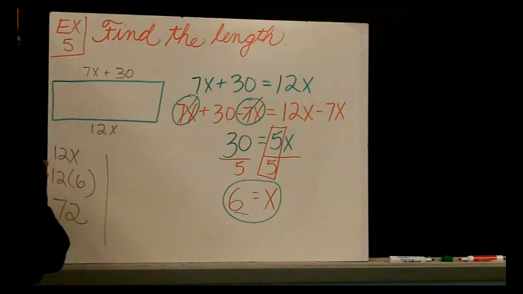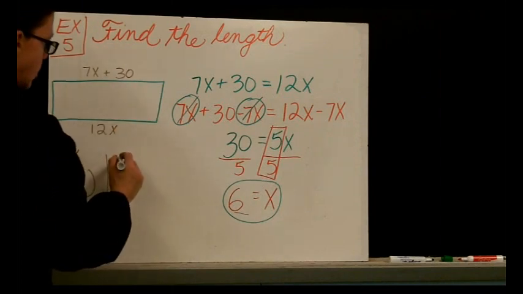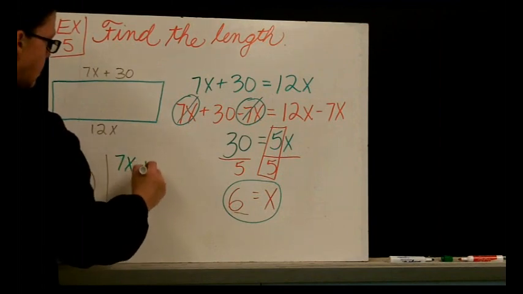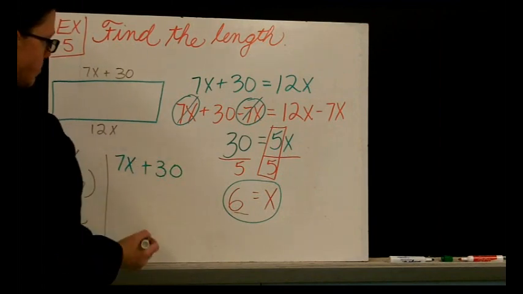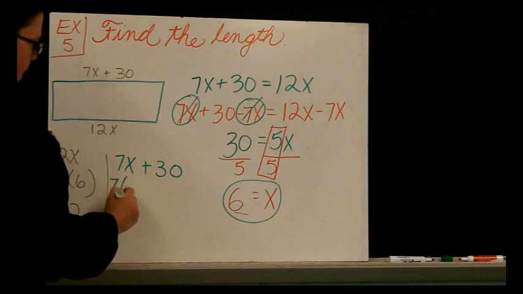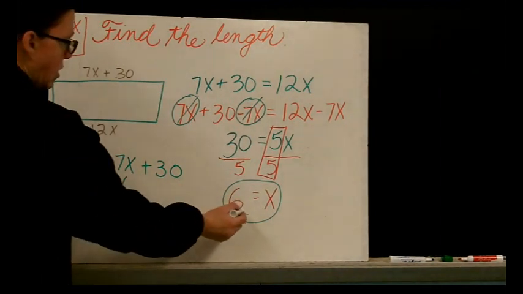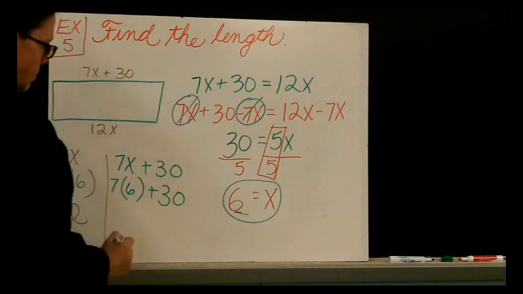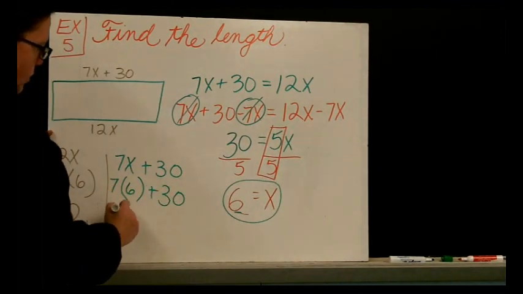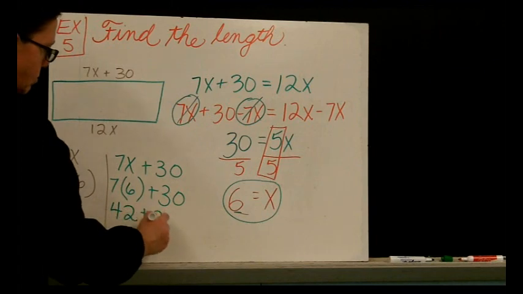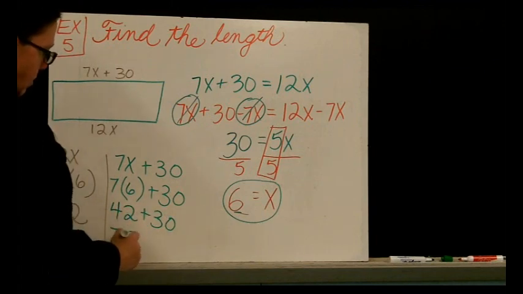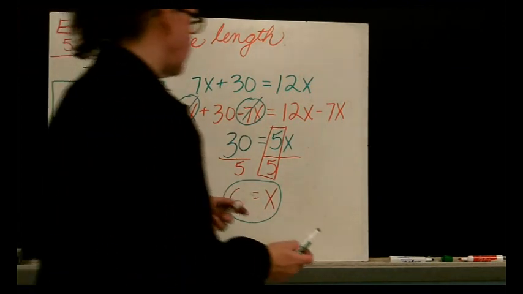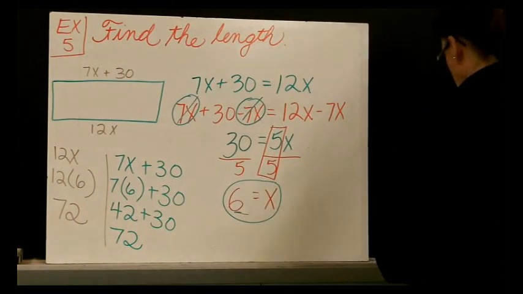Now let's see if that will work for this expression. 7x plus 30. But instead of 7x, we have 7 times our solution, 6. 7 times 6 is 42. Plus 30. And we have 72. So we've just proven that our solution is correct.